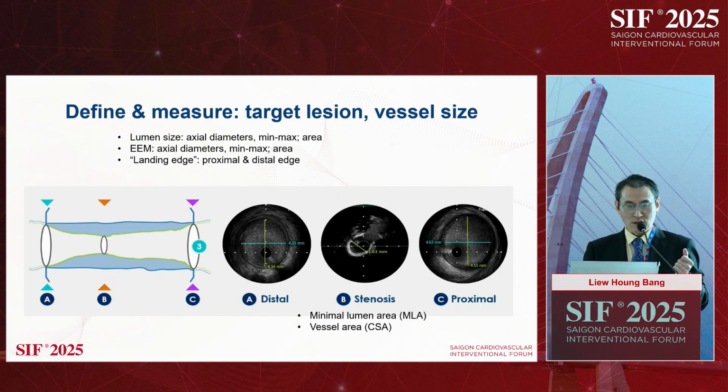So we look at sizing. We need to look at whether we are sizing by the lumen, where we look at the axial diameters. We need to look at the minimum and the maximum axis, because they can often be eccentric. And we heard from the previous talk the importance of assessing the area. The other sizing is, of course, looking at the EEM. Again, we have to look at the axial diameters and again look at the area. The landing edges are important, particularly when we look at the remnant plaque burden that might be cut by a stent edge.